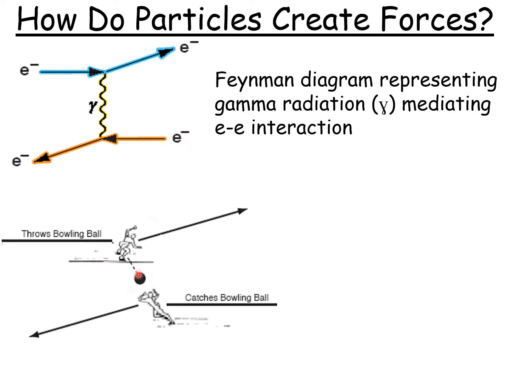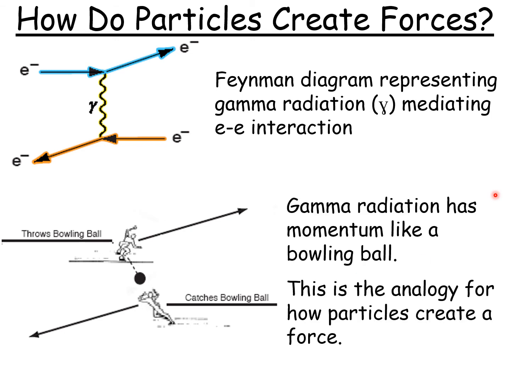As you can imagine, if the electrons were replaced by skaters and the gamma radiation was replaced by a bowling ball, as these two come close to each other, they throw the bowling ball from one to the other, and that bowling ball has momentum, so that momentum can change the direction of the receiver. Now the person who threw the bowling ball will also change momentum, so they will go off in another direction. And so this is how particles create force.